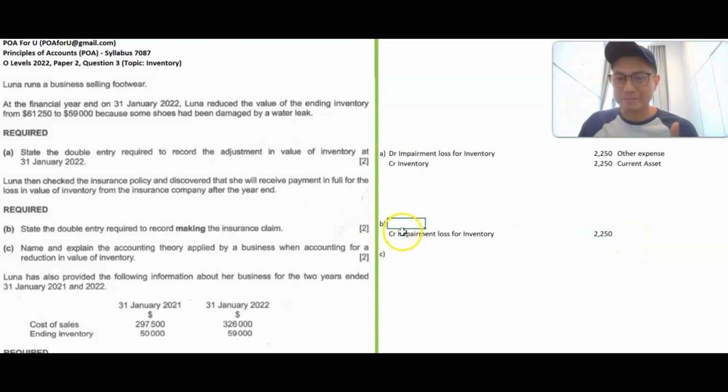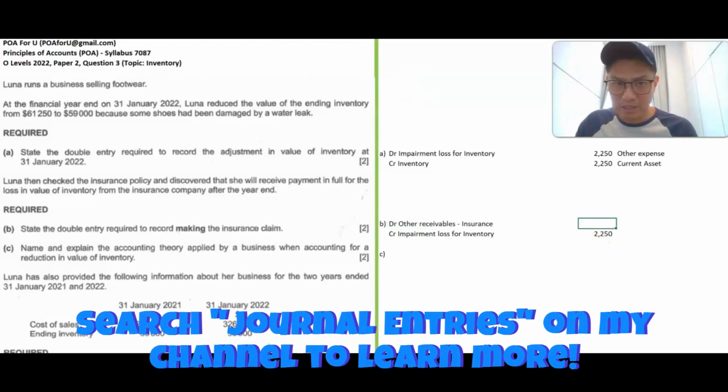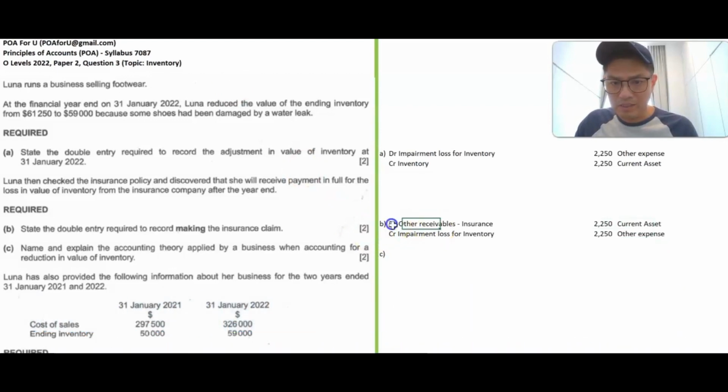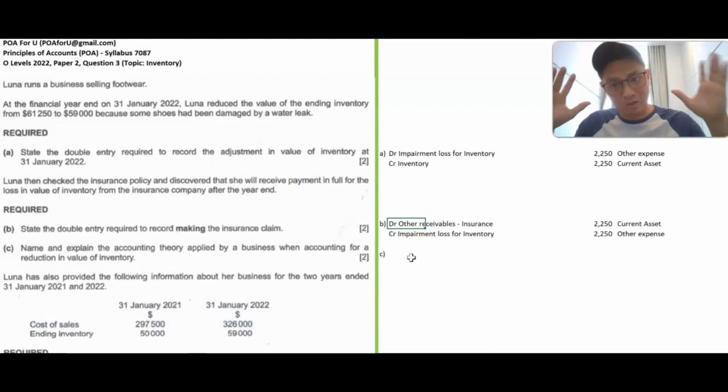And what do you debit? That's the thing. When you're making a claim from insurance and the insurance hasn't paid you yet, that means the insurance company owes you money. It's not trade receivables because it didn't occur as a result of buying and selling inventory. It's other receivables, a claim from insurance. Now, why do I debit this? Because this other receivables is an asset, and to record an increase in the asset, you debit it.